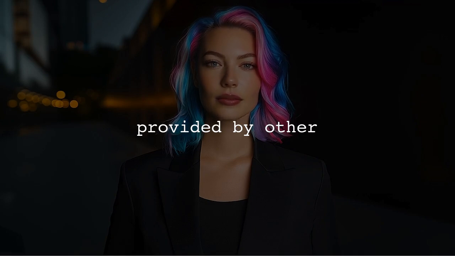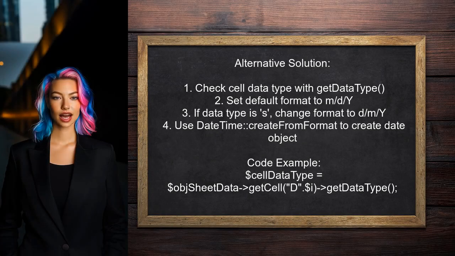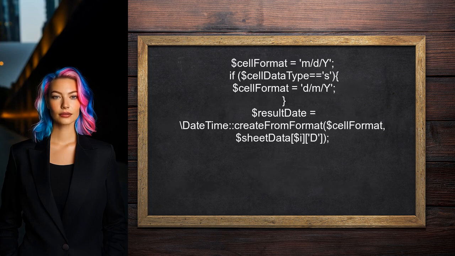Now let's look at the answers provided by other users. An alternative approach shared by another user involves checking the data type of the cell before retrieving the date. They suggest using the getDataType method to determine the format. If the data type is S, it indicates a DMY format. Otherwise, it defaults to MDY. They then use DateTime::createFromFormat to convert the string into a date object.